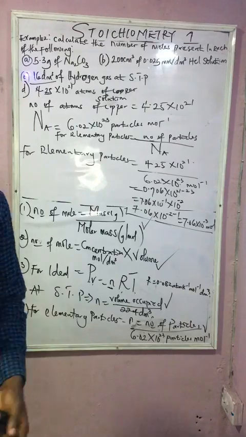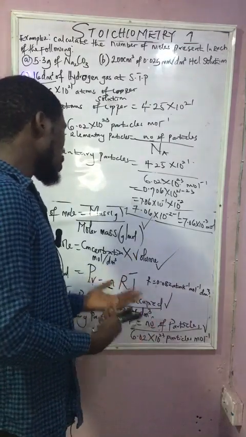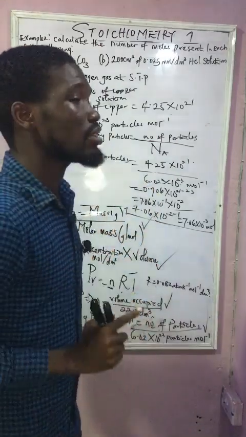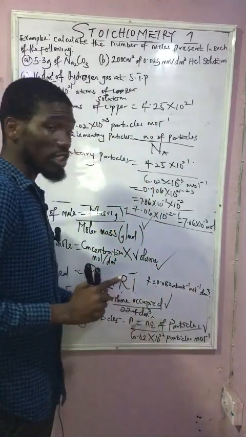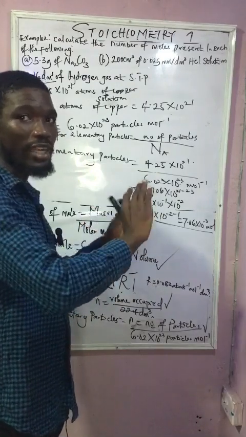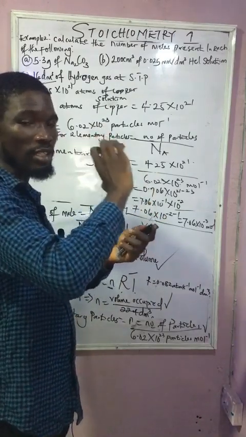If you are given a question under ideal gas, you all know the parameters. For stoichiometry, you will only be asked to calculate the number of mole, because under this particular topic I took today, I only specified that I'm taking mole and its relationship.